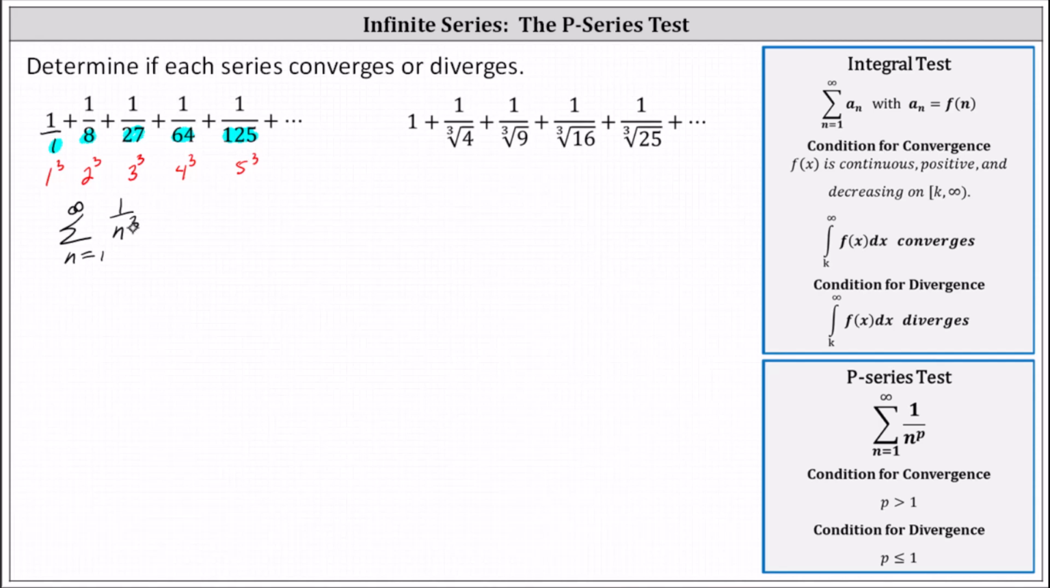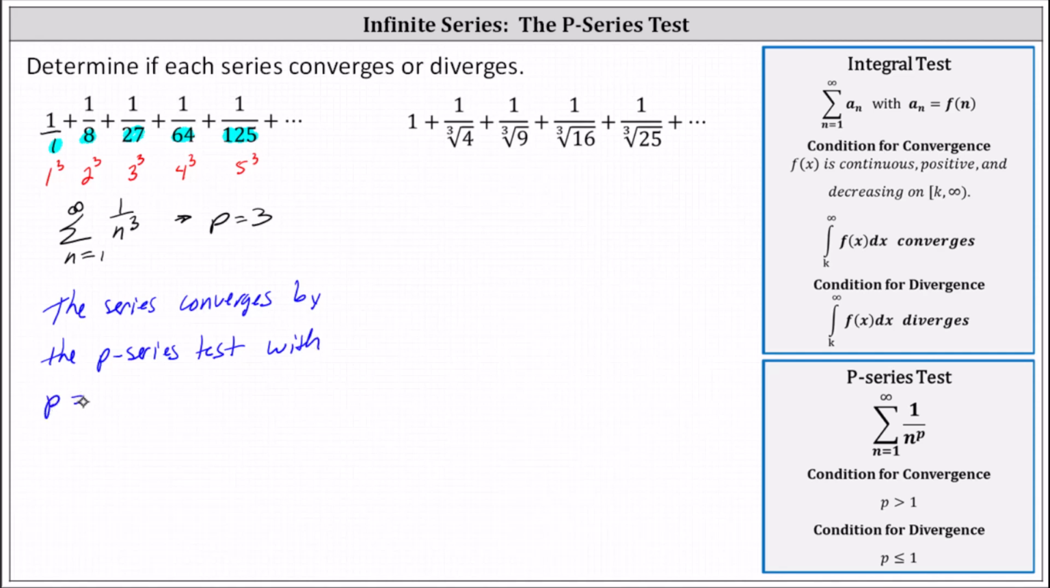Having the infinite series in this form should remind us of the p-series test, where the sum from n equals 1 to infinity of 1 divided by n to the power of p is convergent if p is greater than 1 and divergent if p is less than or equal to 1. Notice here we have p equals 3. This indicates the series converges by the p-series test with p equals 3, which is greater than 1.